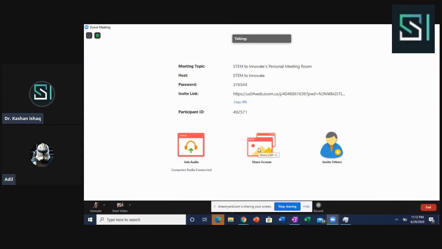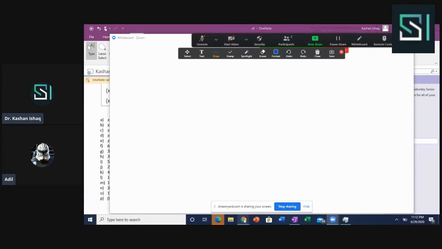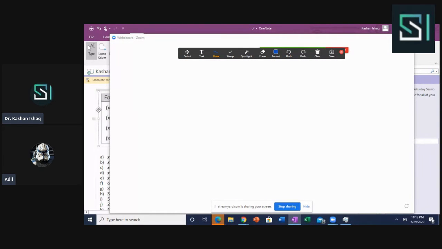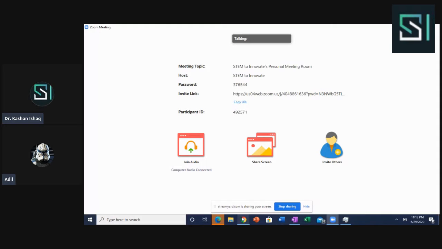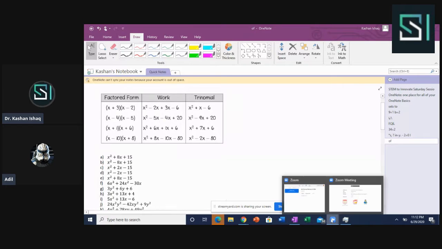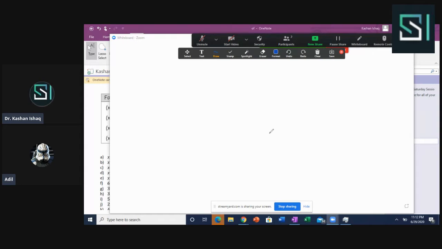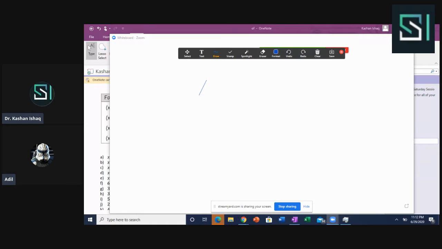Let's share the screen and put down the whiteboard. Okay. The E says what? X squared. Oh, it opened it full screen. Give me 1 second. I'm gonna have to reshare it. X squared. I lost the question. X squared plus 8x negative 15.